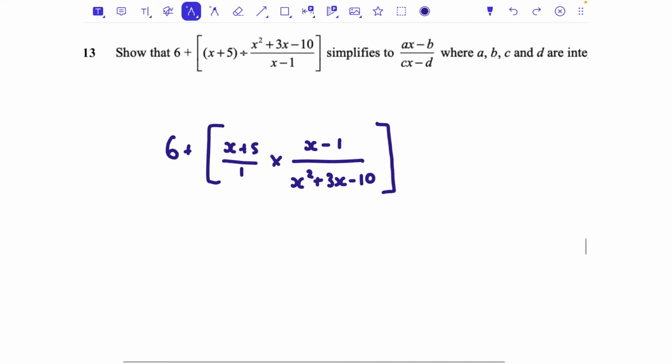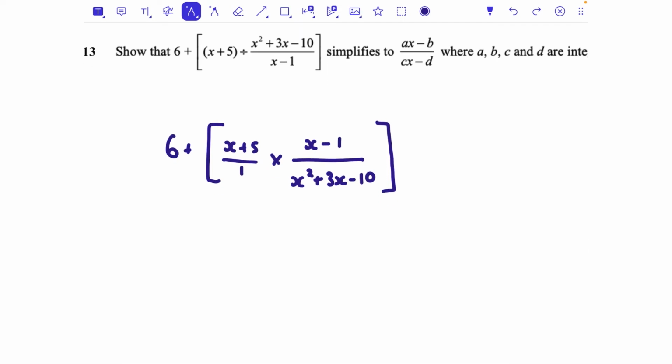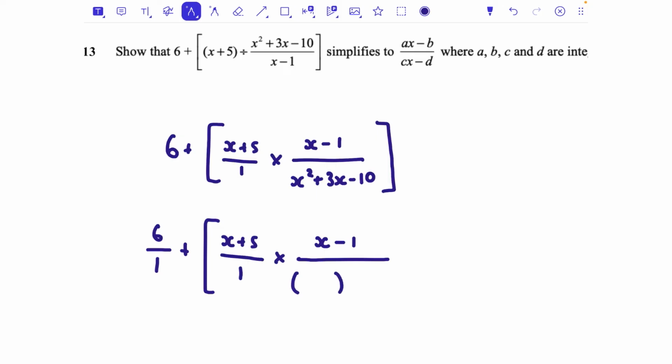Always when you're simplifying algebraic fractions, you want to factorise everything you can. So let's make that 6 over 1 add x add 5 over 1 times x minus 1, and then that denominator, that quadratic, is going to become, I need two numbers that add to make 3 and times to make minus 10. That's going to be add 5 and minus 2. There we go. Now luckily for us, we can now see that that's going to cancel.